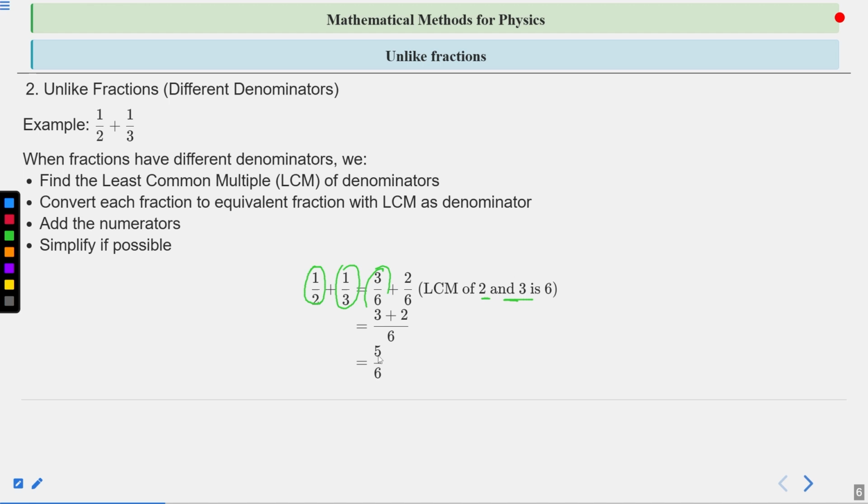Clear? So this is the method to add two fractions. So I repeat it. This is very important.